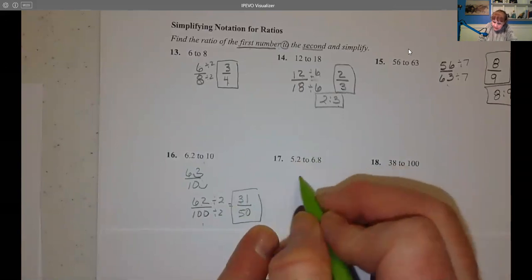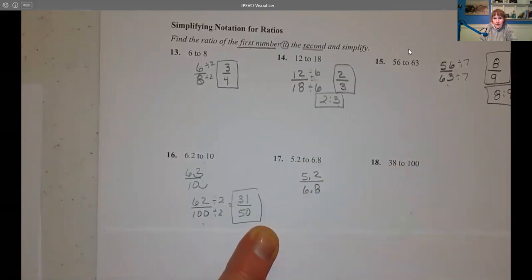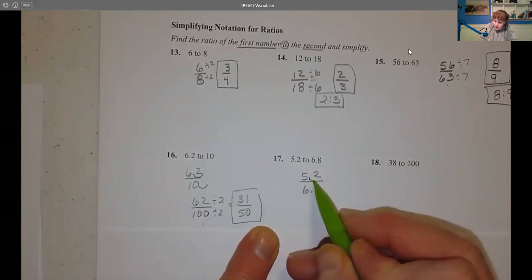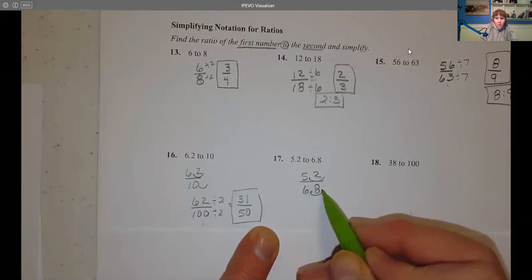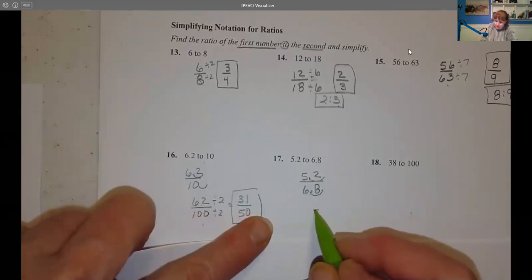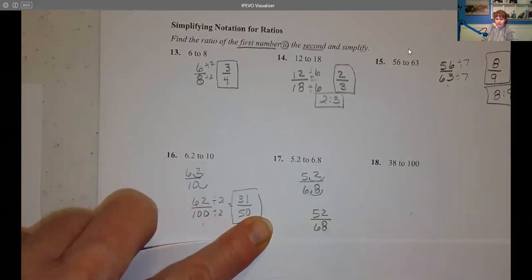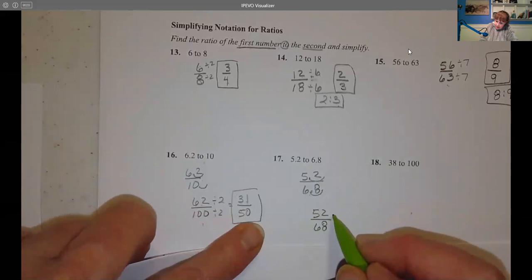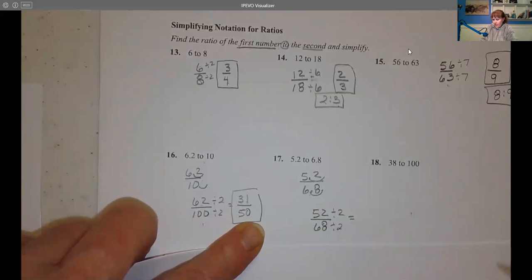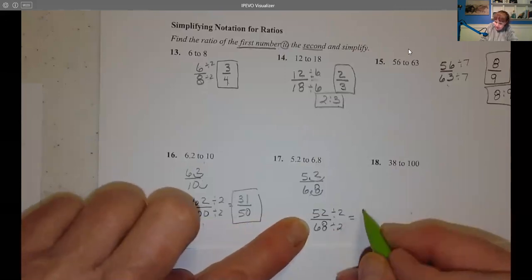Let's do 17. 5.2 over 6.8. I'll get rid of the decimal. If you move this one once, you have to move this one once. And it worked out great. Okay, so that means you've got 52 over 68. And reduce it. Well, let's just divide by 2 because I'm not really sure. Maybe 4 probably would have gone into both of them. Yeah. Oh, well.